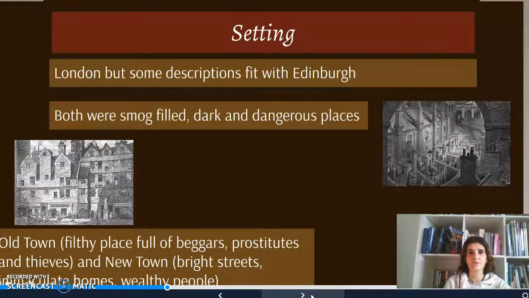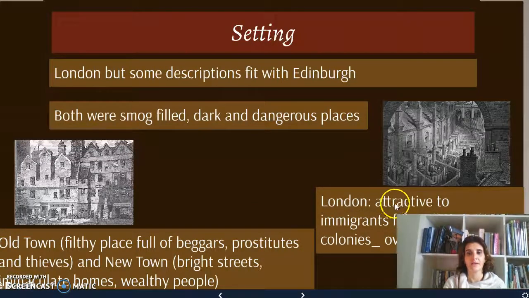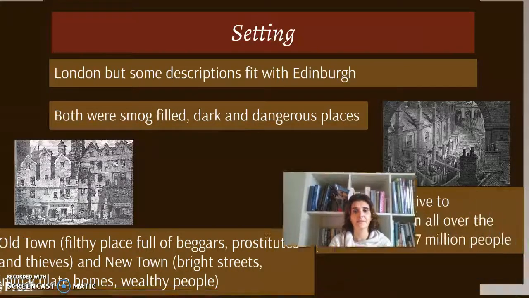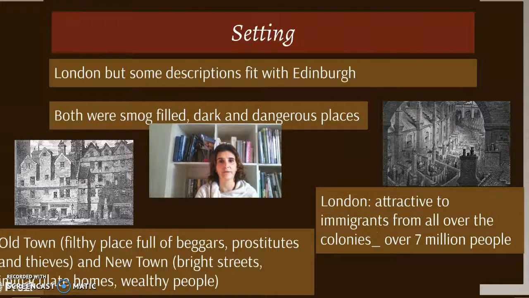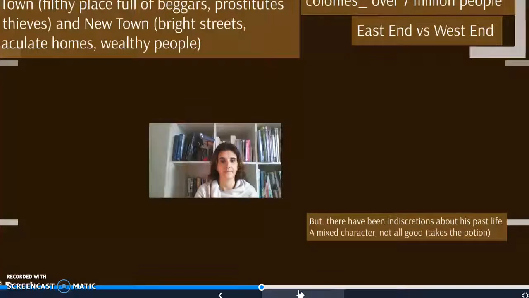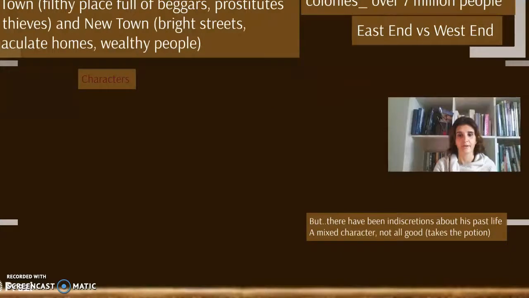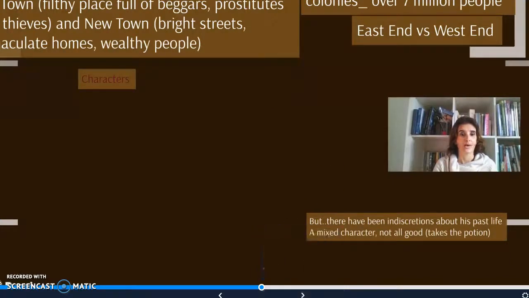The new part was full of bright streets, of immaculate homes and wealthy people. And the same is true for London, which was separated into the East End and the West End, one more respectable than the other. In particular, London attracted immigrants from all over the colonies, and in the 19th century it counted up to 7 million people. Who are the characters of the story? The main characters are, of course, Dr. Jekyll and Mr. Hyde.